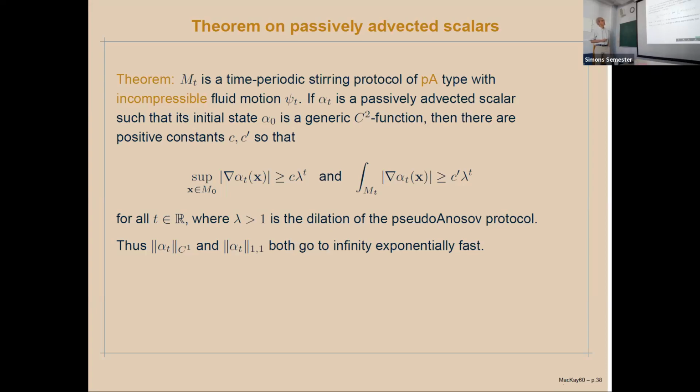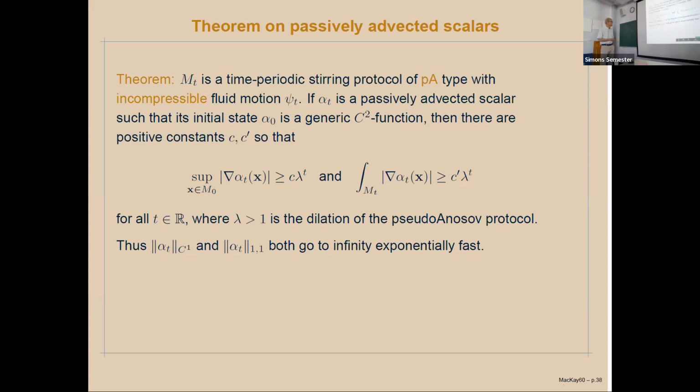And now we need a hypothesis because we're actually going to prove a theorem. I'll tell you where this comes from: that alpha 0 is a generic C2 function. So I'll explain why we need this condition on the scalar function, which is measuring how much stuff we have. Then the theorem is that there's a pair of positive constants such that the sup norm of the gradient is growing exponentially fast. The L1 norm of the gradient is growing exponentially fast.